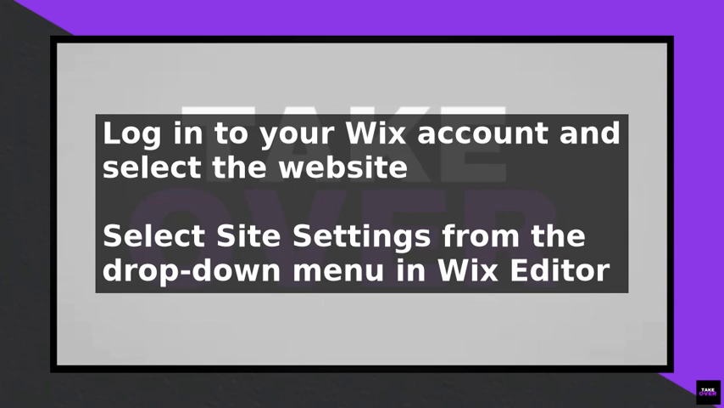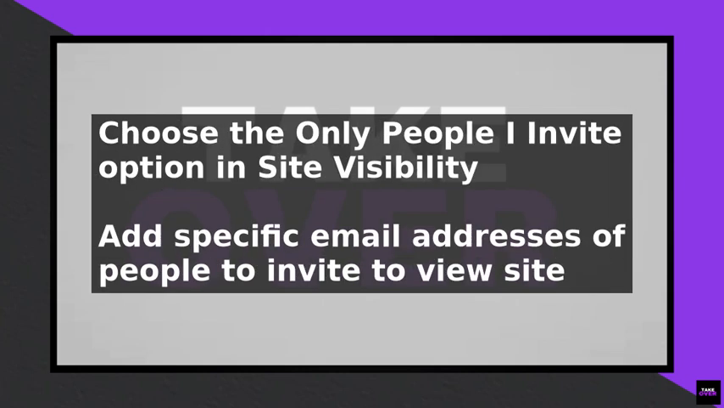In the Site Settings panel, click on the Privacy tab. Here you will find the Site Visibility section, where you can choose who can view your site. Select the Only People I Invite option to make your site private.